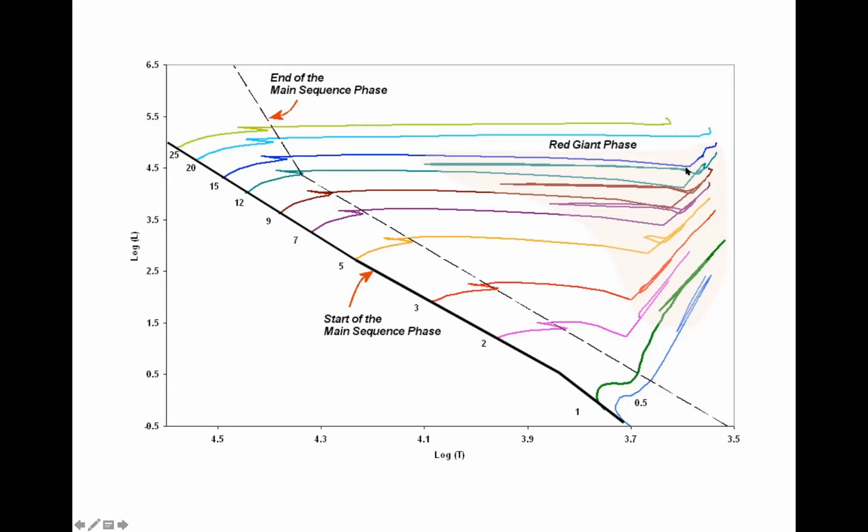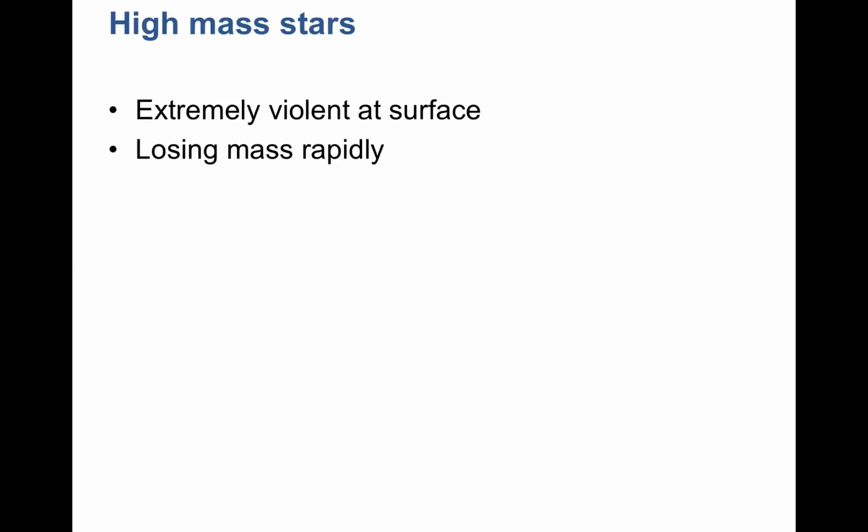Okay, so what are these high mass stars doing? What do they look like? They're extremely violent at the surface. These things are so luminous intrinsically that they are not all that well bound, and they're often losing mass at a prodigious rate at their surfaces.